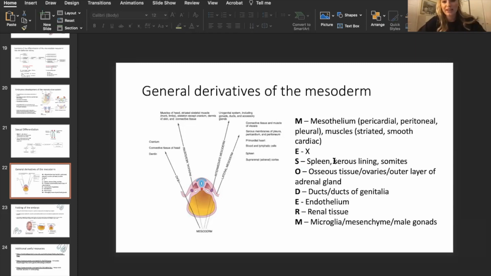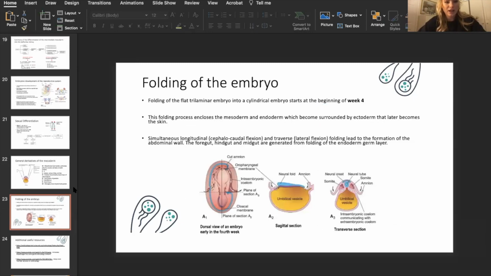S for spleen, serous lining, somites. O for osseous tissue, ovaries and outer layer of the adrenal gland. D for the ducts, and the ducts of the genitalia, as we've just talked about. E for the endothelium, R for renal tissue, and another M for microglia, mesenchyme, and male gonads. So it's quite a good way of remembering that.